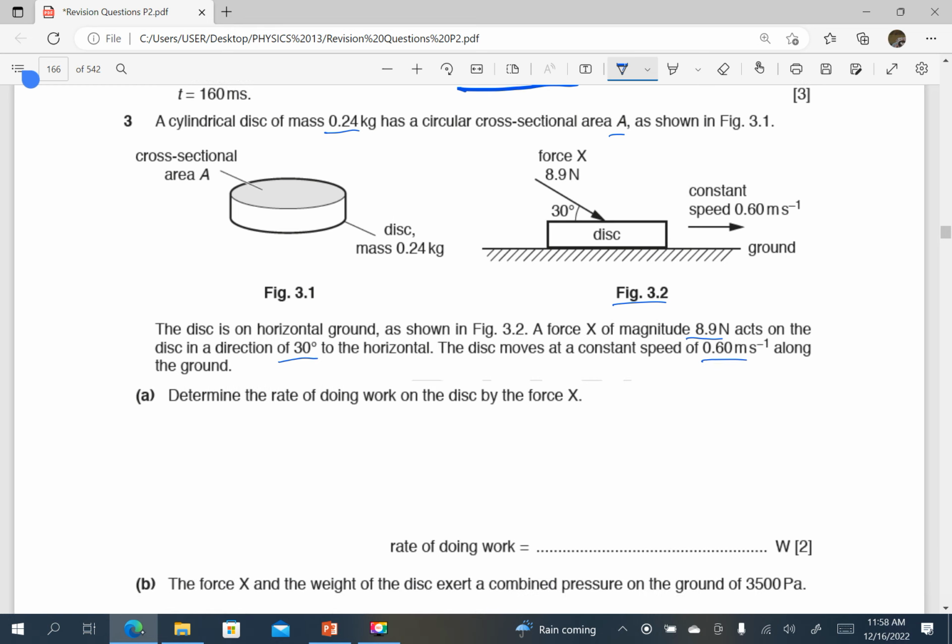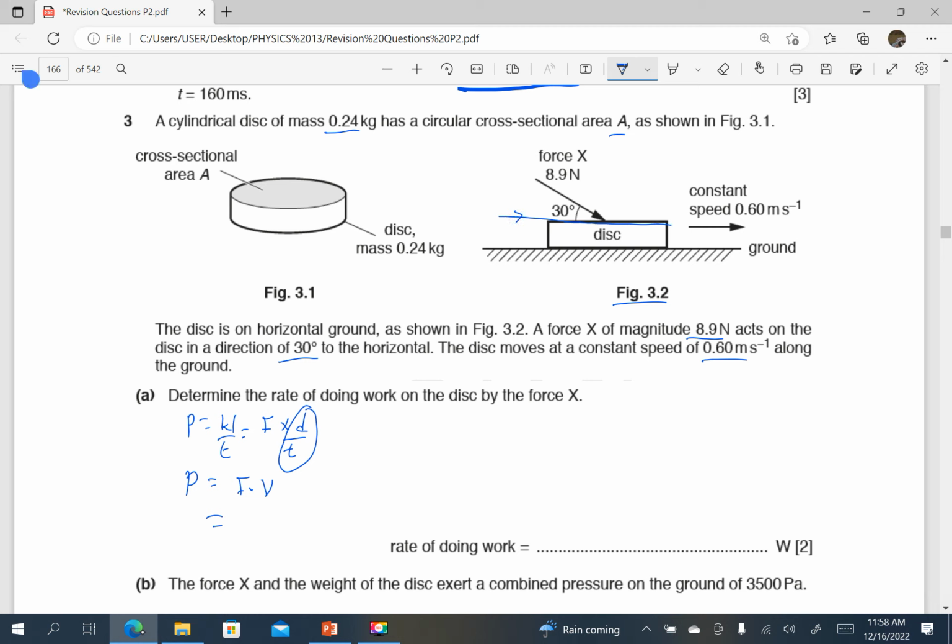Determine the rate of doing work on the disc by the force X. The rate of doing work, that is power. Power, remember, is work done over time taken. Work done is force times distance over time, and the distance in a specified direction over time is going to be the velocity. So the power is going to be force times the velocity. So the force in the horizontal direction, we are going to resolve this in the horizontal.